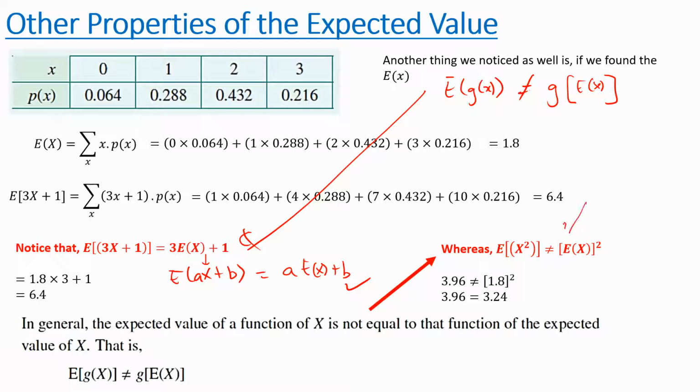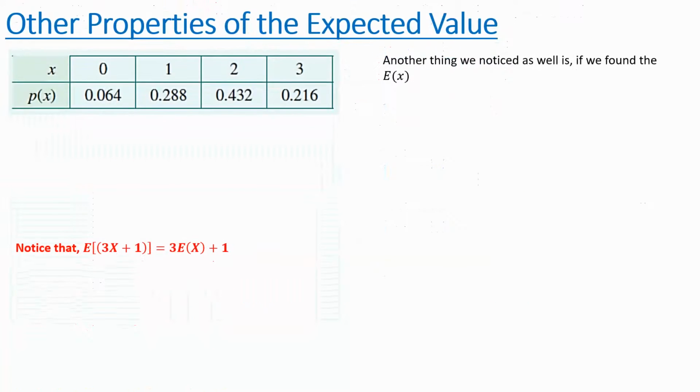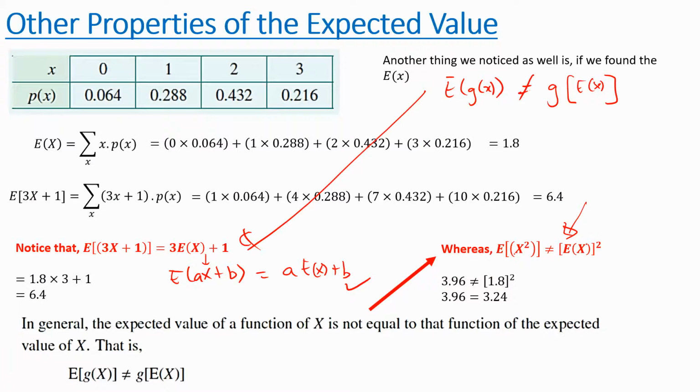Whereas if we tried it over here, if it's expected value of x squared, and I subbed in e of x into x squared, then you find that e of x squared doesn't actually equal the same, because e of x was 1.8, that's what we found. If you squared it, it gets you 3.24. In the previous slide, I showed you that e of x squared actually gives you 3.96. Therefore, this is not true. Okay?